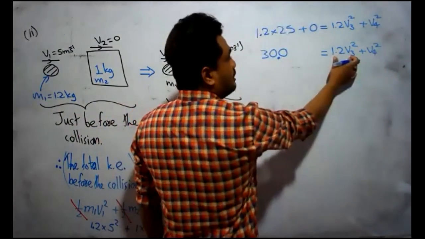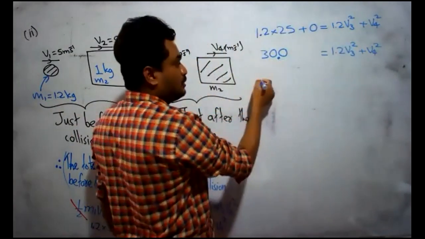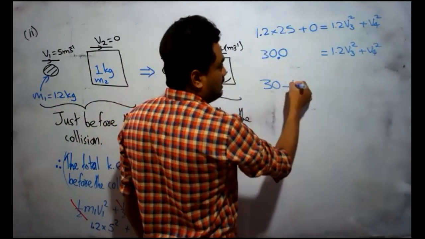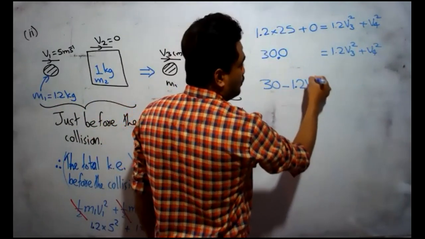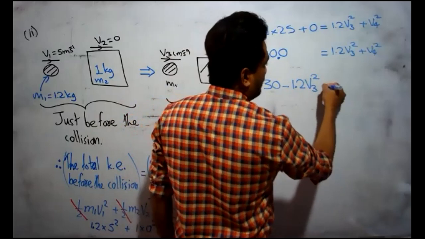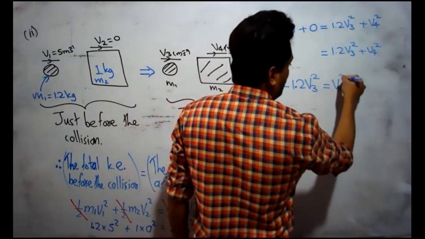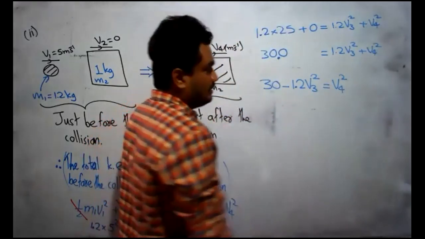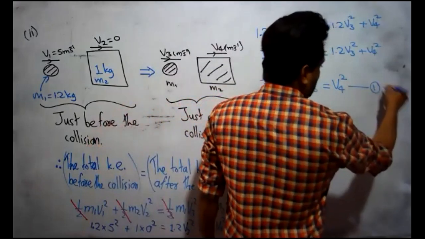So let me take 1.2 times V3 square to this side. So it will be 30 minus 1.2 times V3 square equals V4 square. Let me mark this as the first equation.